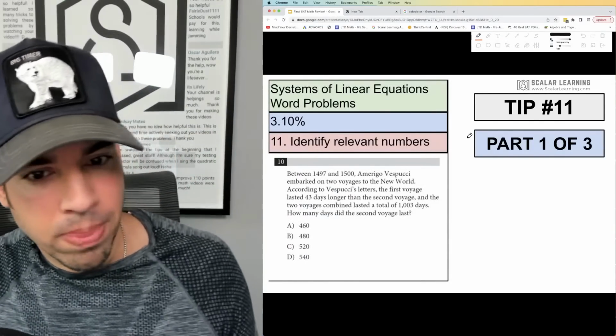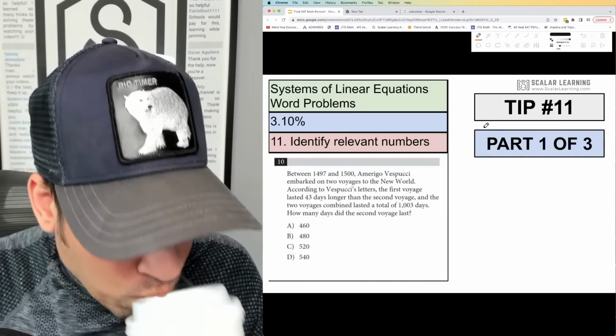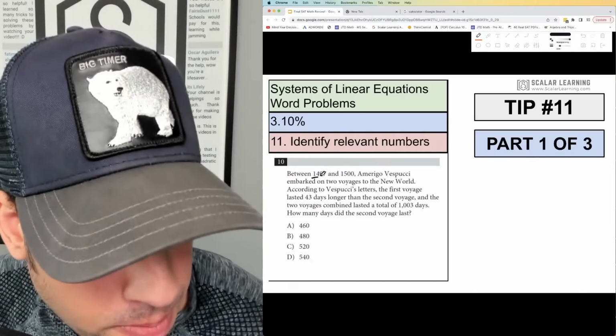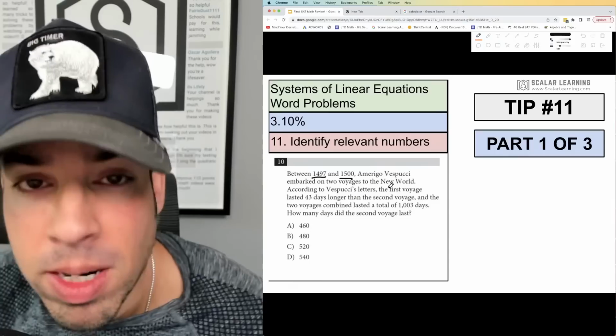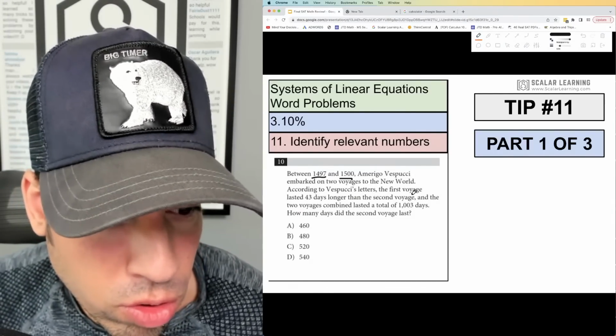Okay, this one. Identify relevant numbers is our tip here. Now, they say between these 2 years, are they relevant numbers? Well, I don't know, but I'm going to underline them first. We're going to see. He's gone to the New World.